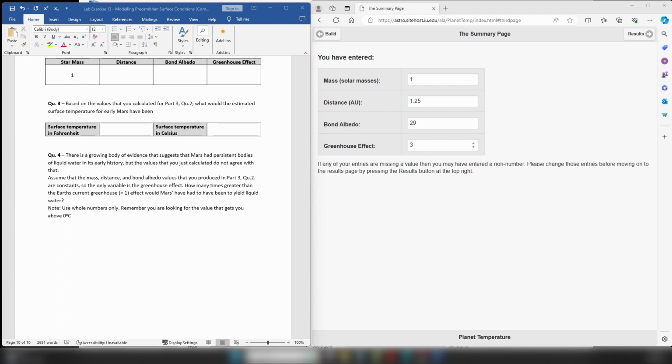And so what you're going to do is you're going to start at a greenhouse effect of 1. You're going to see what the temperature it calculates is. Then you're going to move to 2, 3, 4, 5, etc. until you eventually get to a point where you take the surface temperature of Mars above 0 degrees Celsius. So liquid water would be able to exist on the surface at that time. And that's going to show you how much stronger the greenhouse effect on Mars would have had to have been in order to produce the liquid water on the surface that the geologic evidence is telling us was there.